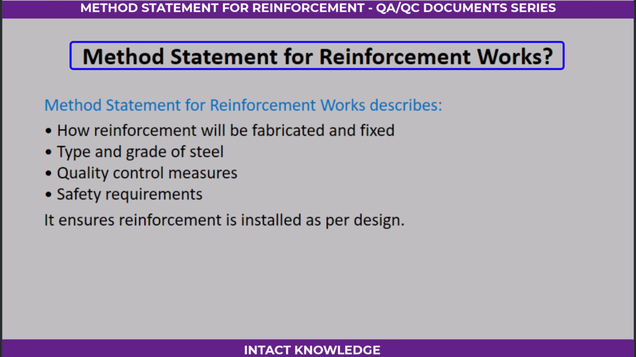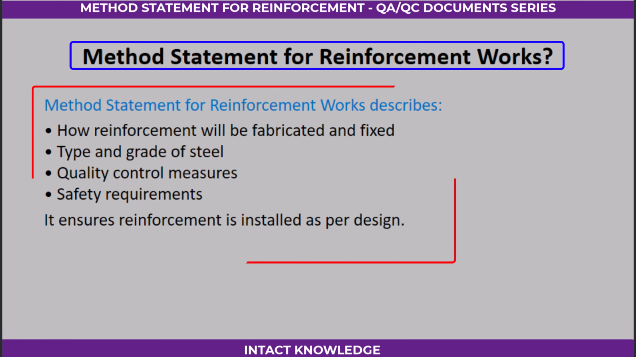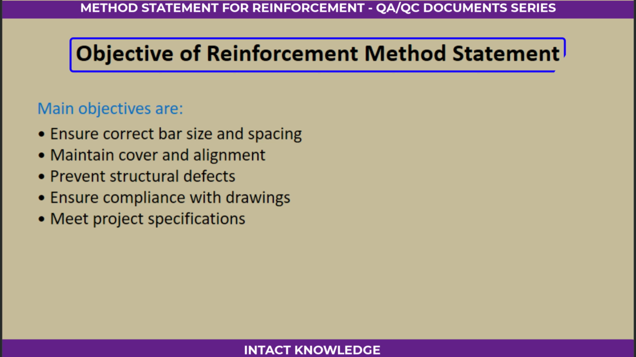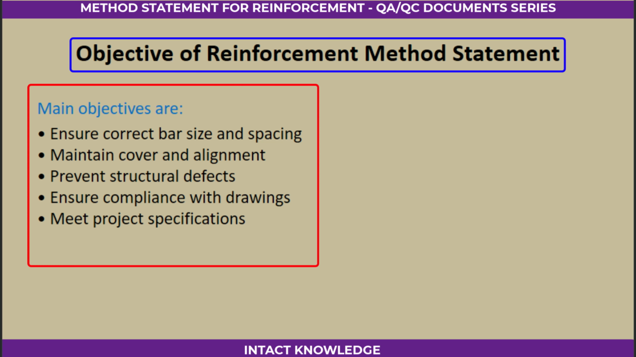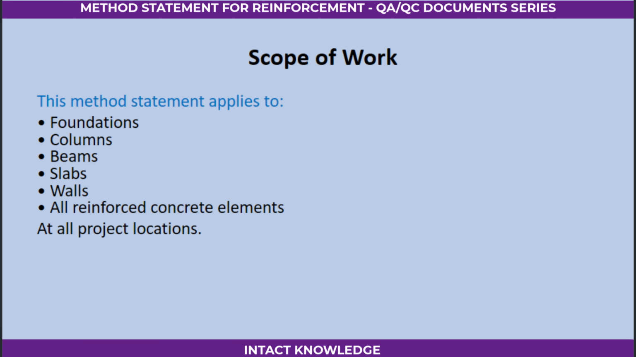What is method statement for reinforcement works? Method statement for reinforcement works describes how reinforcement will be fabricated and fixed, type and grade of steel, quality control measures, safety requirements. It ensures reinforcement is installed as per design. Objective of reinforcement method statement. Main objectives are ensure correct bar size and spacing, maintain cover and alignment, prevent structural defects, ensure compliance with drawings, meet project specifications.